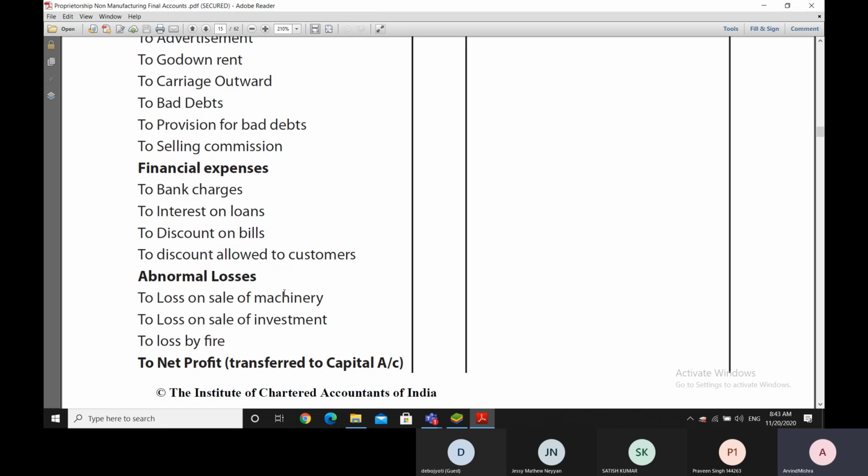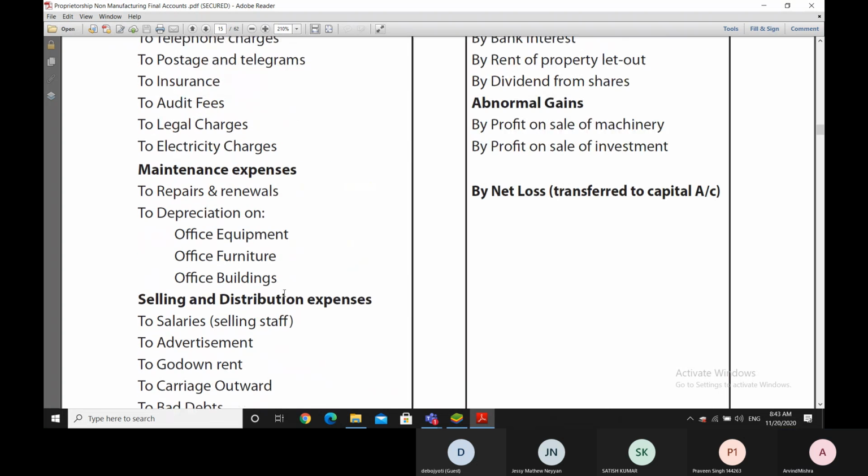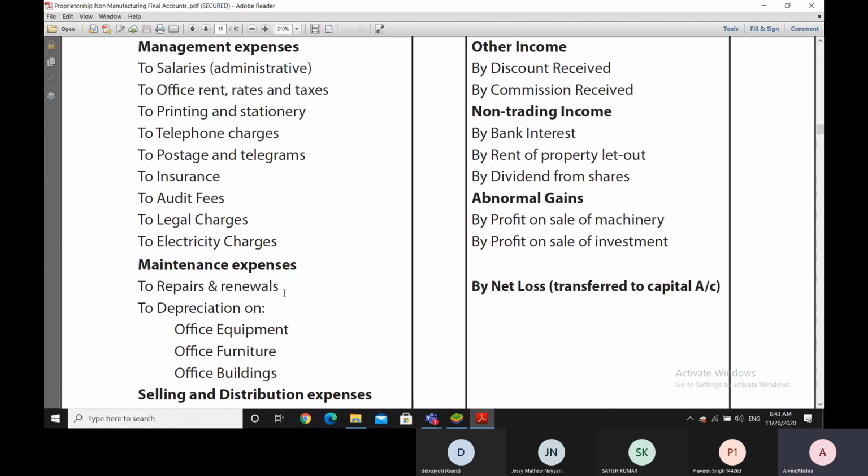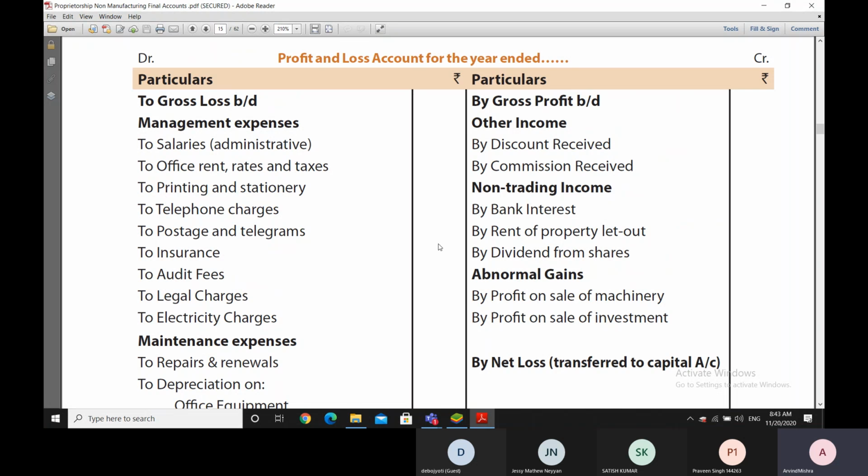Abnormal losses are certain losses in the sale of machinery when we make a certain sale, or sale of investment, or loss by fire, something which you are not expecting, and that was abnormal. Apart from that, whatever incomes are being received and whatever gains are being received, that are to be credited to the profit and loss account, including the abnormal gains.